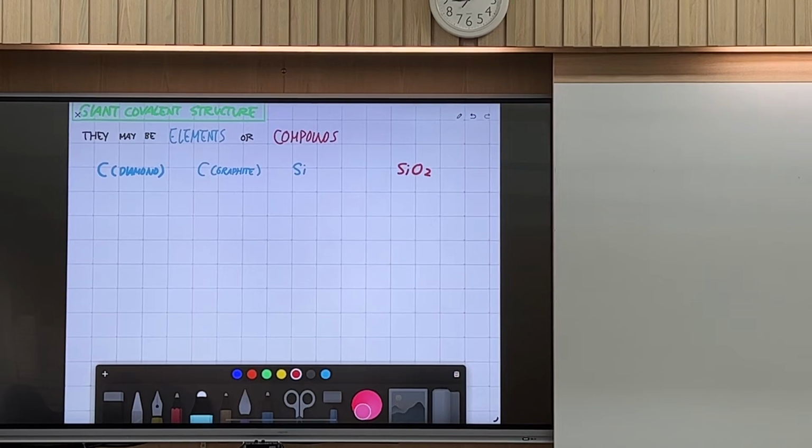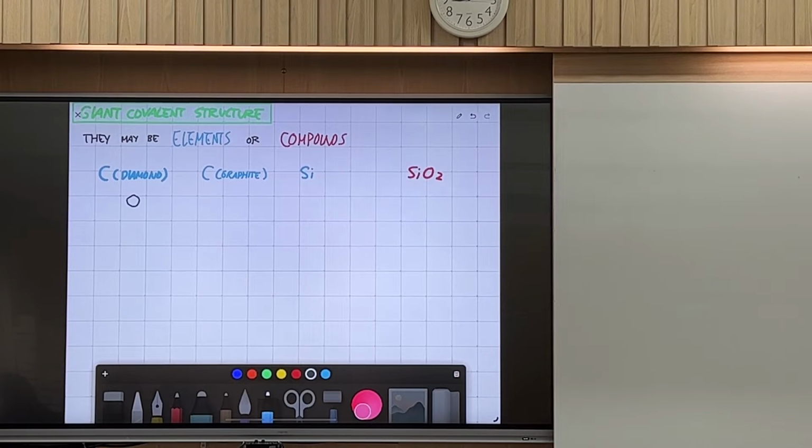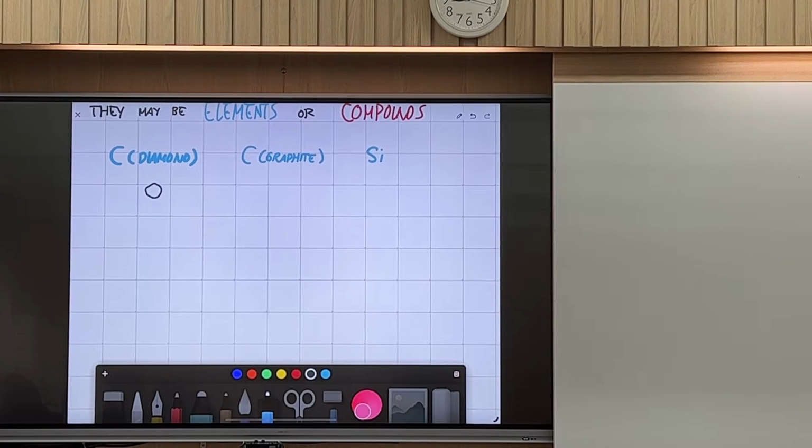But actually for diamond, silicon, and SiO2, they share the same structure. So therefore really here, there are only two structures to remember. One is that of diamond. So I want you to practice drawing this a few times at home. Okay. So draw these like dots connected tetrahedrally.